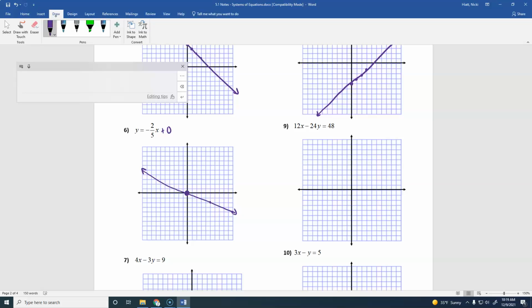Nine, you've got to solve. Negative 24y equals 48 minus 12x. Divide everything by negative 24. You will get y equals negative 2 plus 1/2 x. So negative 2, up 1 over 2.